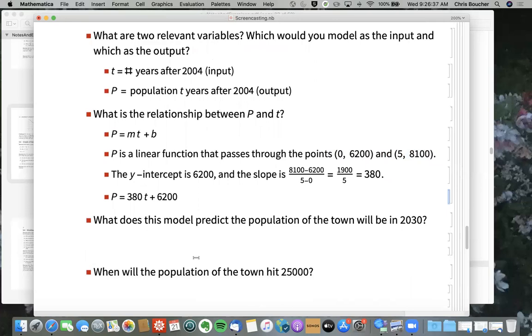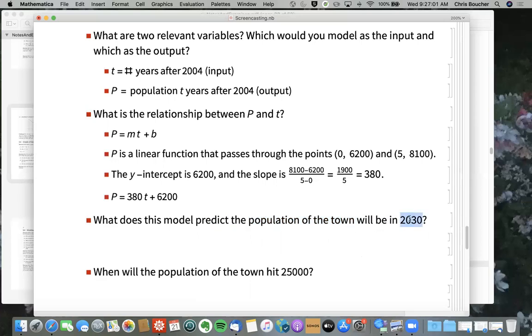All right, what does this model predict the population of the town will be in 2030? This is a question in which we are effectively given a t-value. This gives us the t-value, and we are asked to find a p-value, right? So this is one of those kinds of questions. Given one variable, find the corresponding value of the other variable.